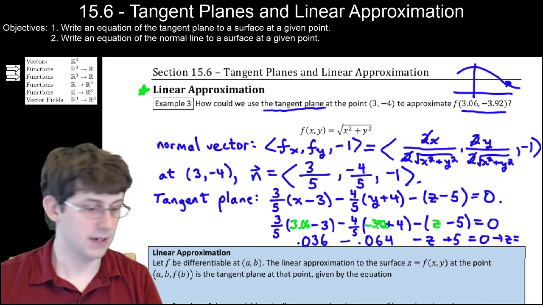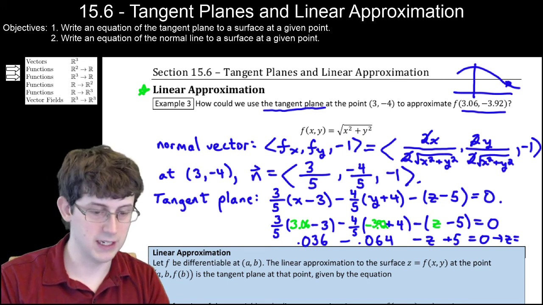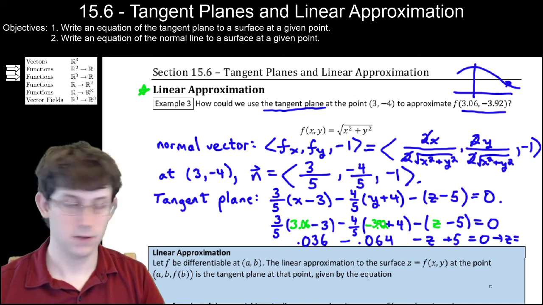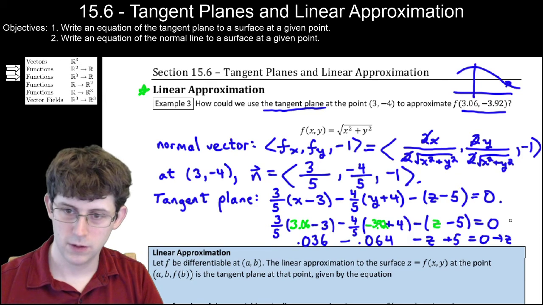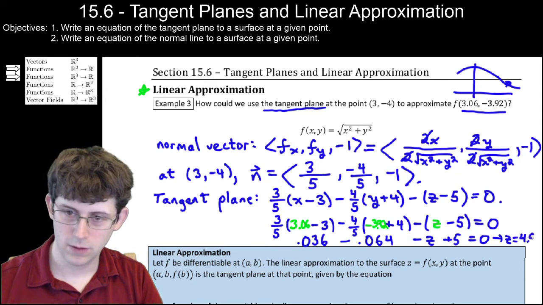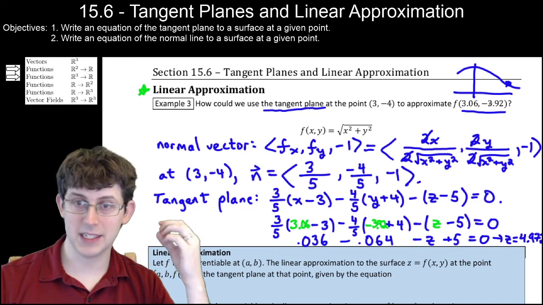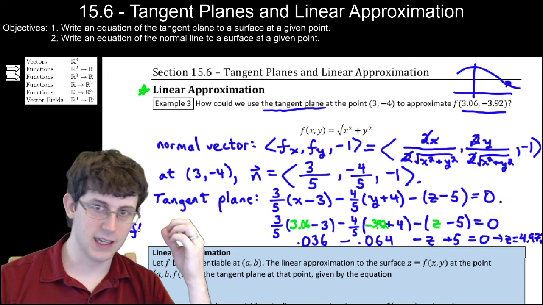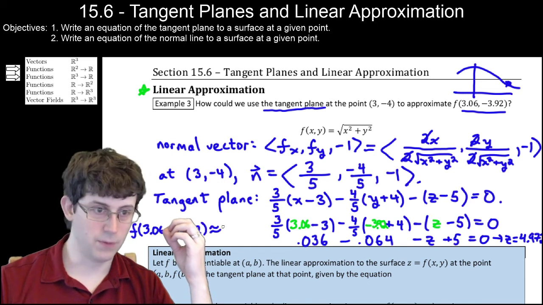Let's just get it right. 5 plus 0.036 minus 0.064. So I get 4.972. Now, does f of 3, does this equal 4.972? No. Instead, the final answer is that this actual function value is approximately 4.972.